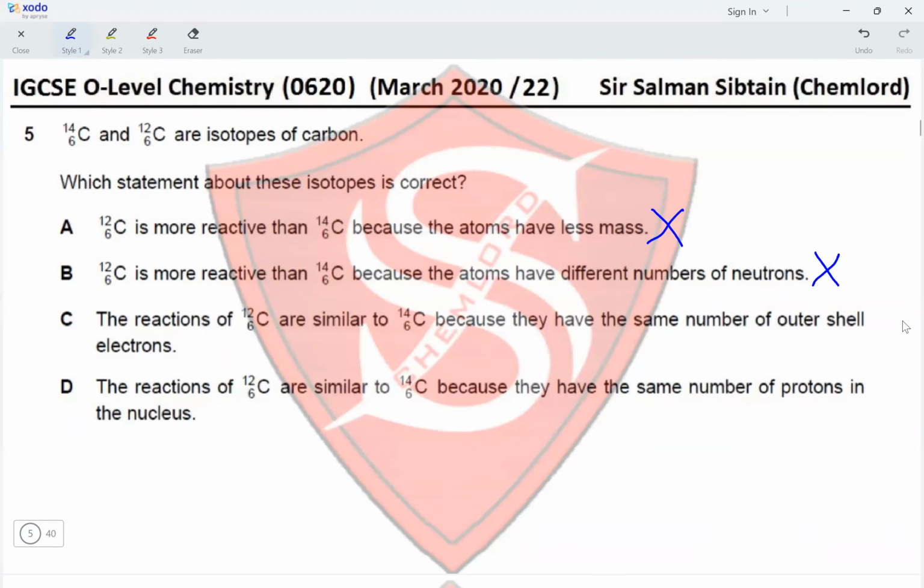The reactions of C12 are similar to C14 because they have the same number of outer shell electrons. Yes, that is what reactivity depends on, the number of outer shell electrons. So the reactivity is the same for both isotopes. The reactions of C12 are similar to C14 because they have the same number of protons in the nucleus. No, electrons are involved in reactions, not protons. So the correct option for this question is option C.